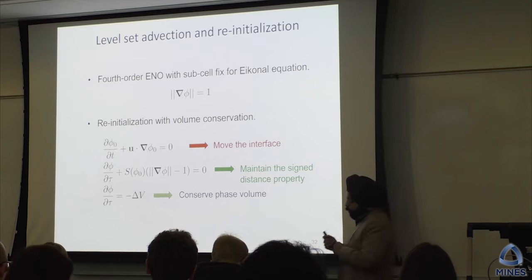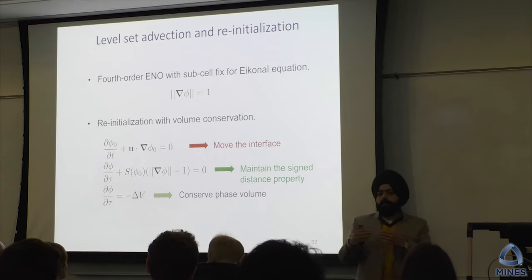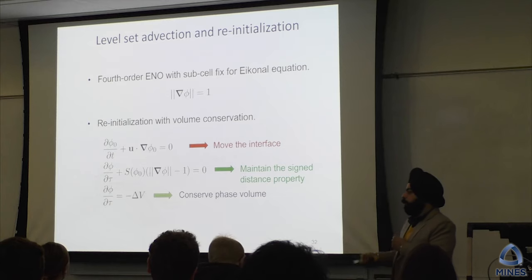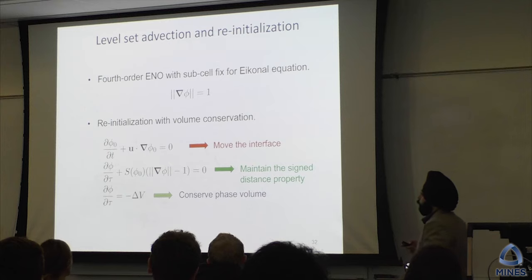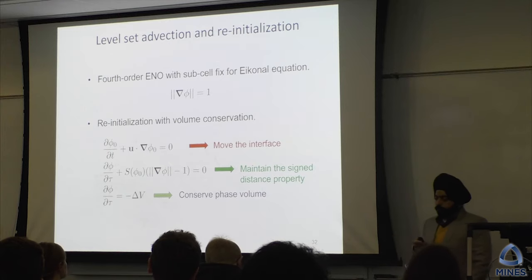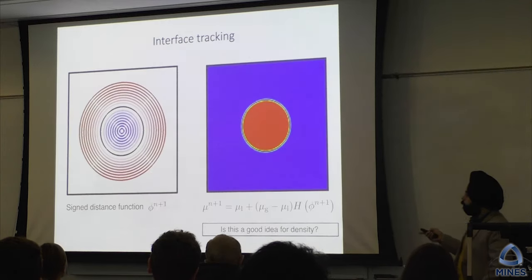And it may also happen that once you are advecting the level set and reinitializing it, you may be losing some mass in phases. And to make sure that you do not lose mass, you can put a penalization that your original volume should be conserved. So these are some of the tricks that you can apply for mass conservation for level sets.